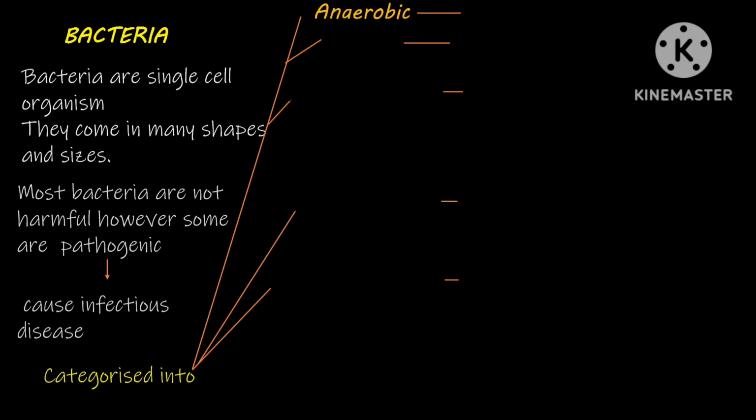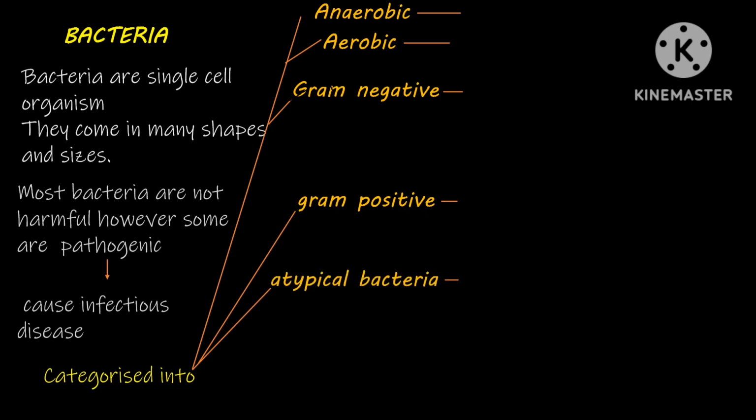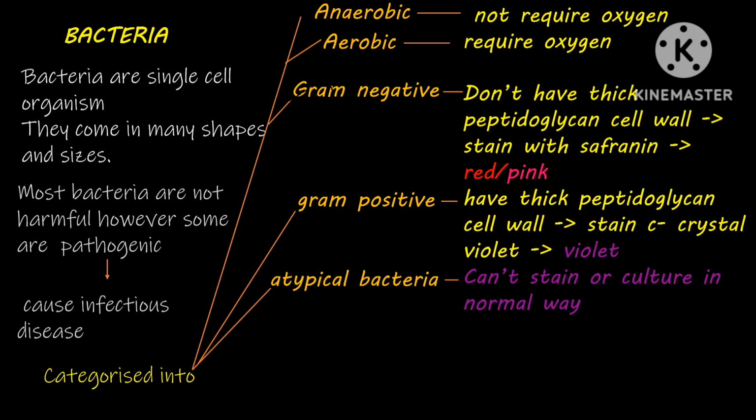Next, here are the categories of bacteria based upon their natures. First one is anaerobic bacteria, next one is aerobic bacteria, and gram negative bacteria, and gram positive bacteria, and atypical bacteria. Here is some brief discussion about their categories. Anaerobic bacteria do not require any oxygen, and in case of aerobic bacteria, this type of bacteria requires oxygen.